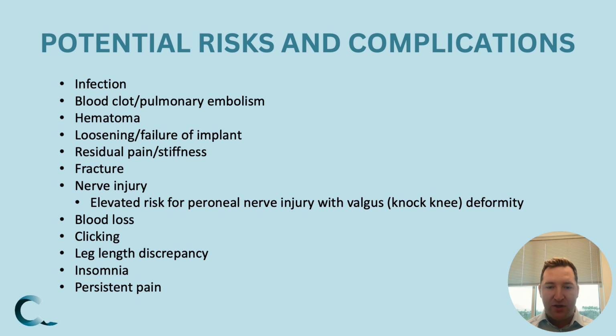Risk factors for infection include if you're a smoker, if you have diabetes, or if you are obese, or if you are on any steroids or disease-modifying drugs for rheumatoid arthritis. We give you antibiotics before, during, and after surgery to help decrease the risk of developing an infection. In addition, another potential risk in the perioperative period is developing a blood clot and pulmonary embolus.